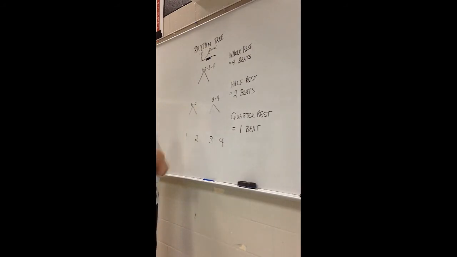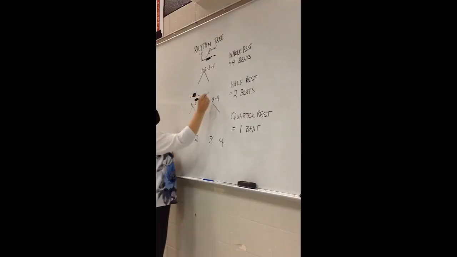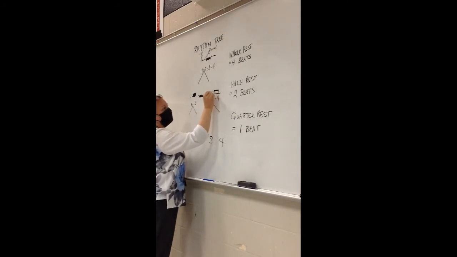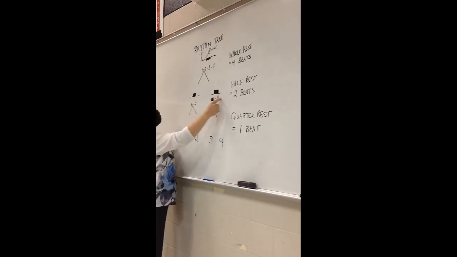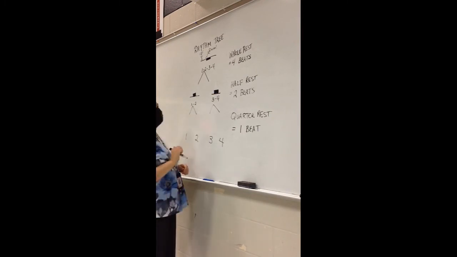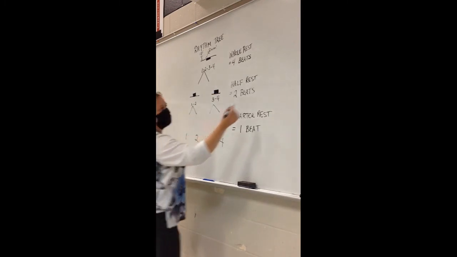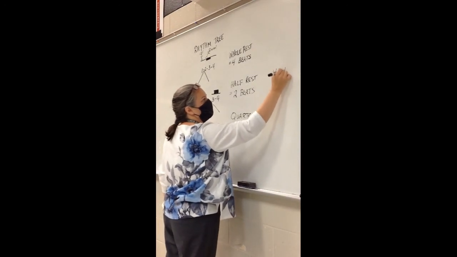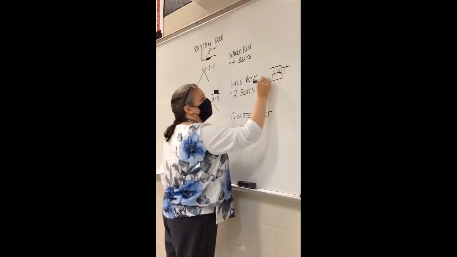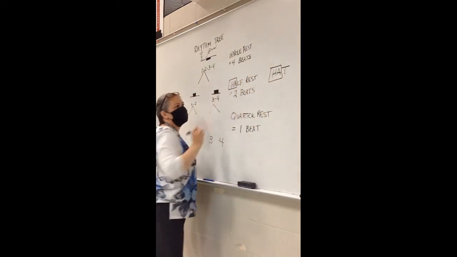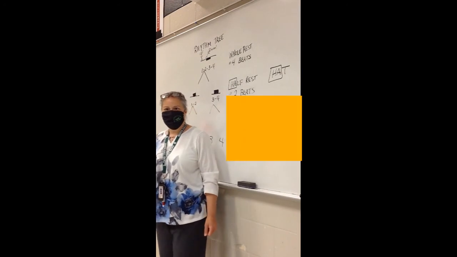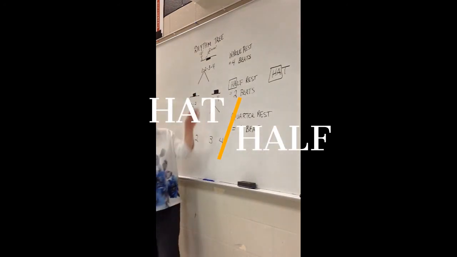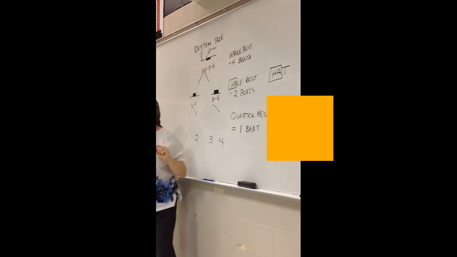A half rest looks like a hat. Please draw 2 hats. Each half rest will get 2 beats. If you notice, the word hat is what it looks like. The first 2 letters are the same of half and hat. Ha-ha. It makes it easier to remember half rest versus whole rest.